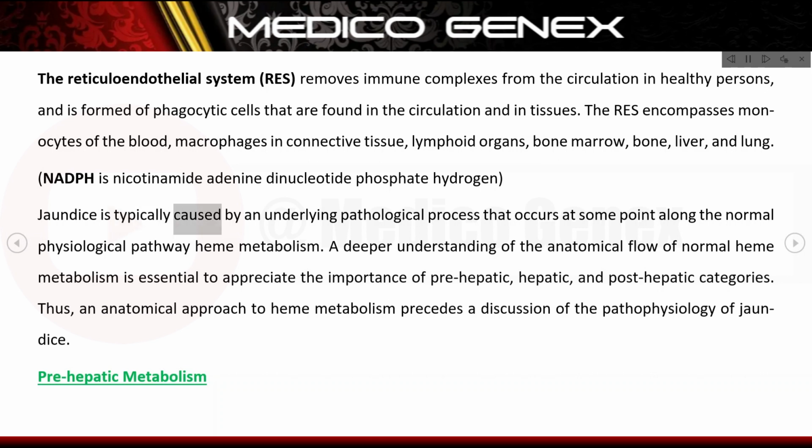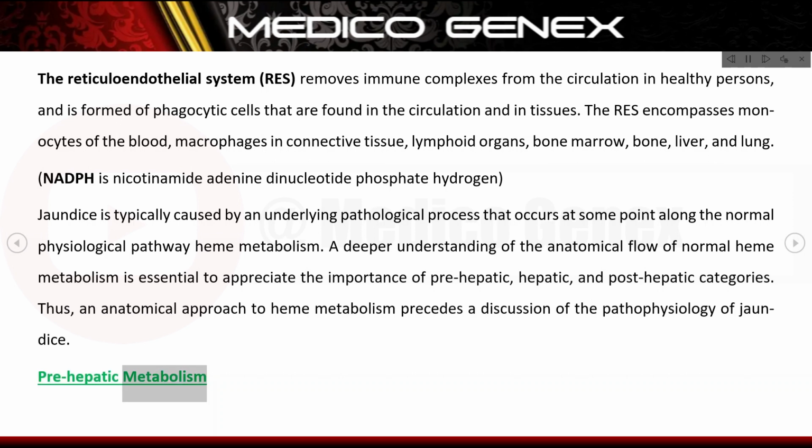Jaundice is typically caused by an underlying pathological process that occurs at some point along the normal physiological pathway of heme metabolism. A deeper understanding of the anatomical flow of normal heme metabolism is essential to appreciate the importance of prehepatic, hepatic, and posthepatic categories. Thus, an anatomical approach to heme metabolism precedes a discussion of the pathophysiology of jaundice.